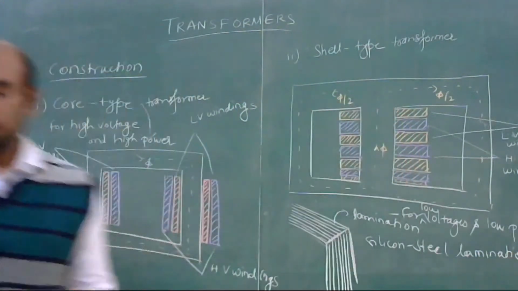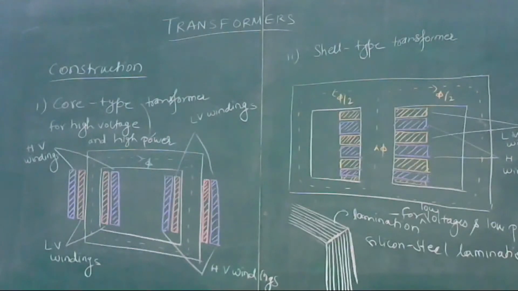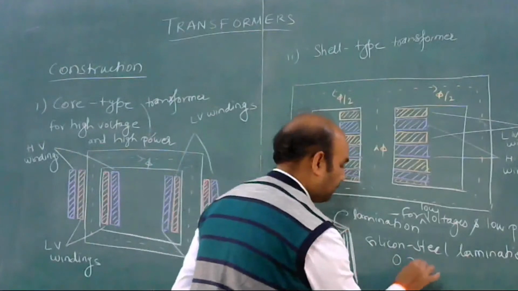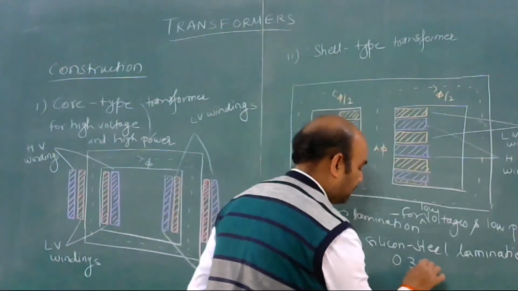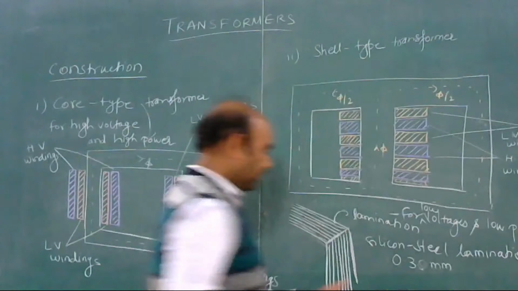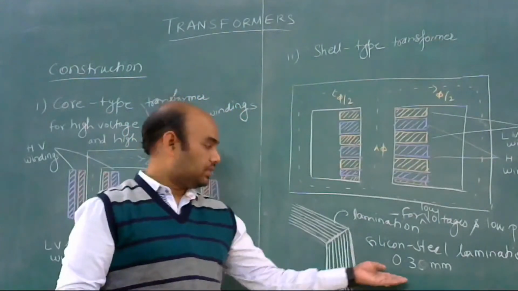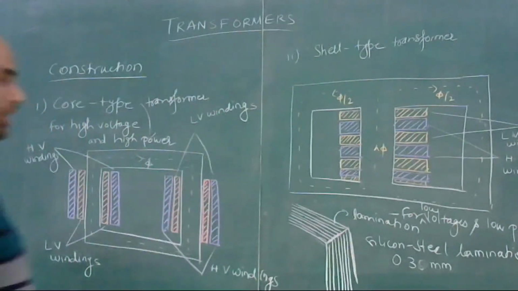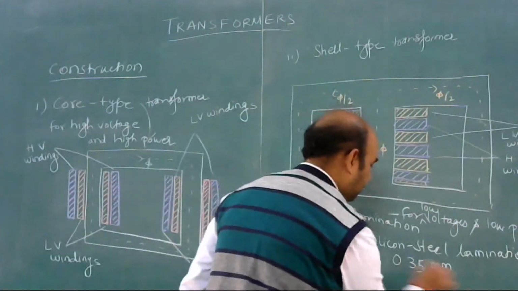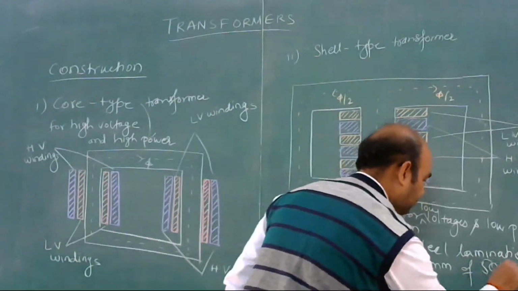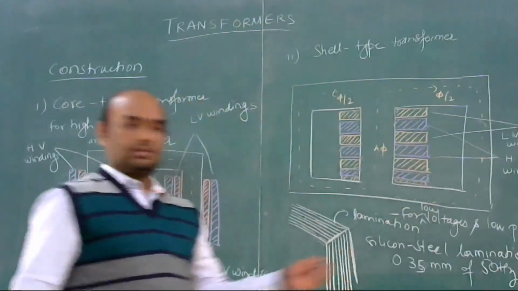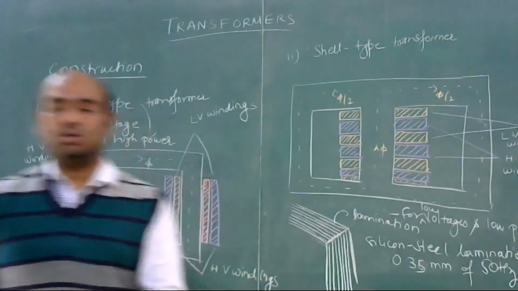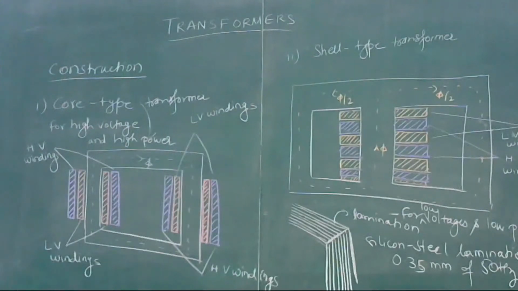Their thickness can be about 0.3 mm. The thickness of this thin sheet is very small, up to 0.35 mm. It is as thin as paper, or even less than that.